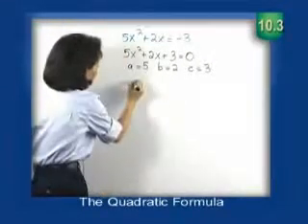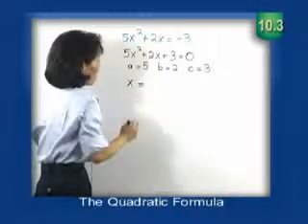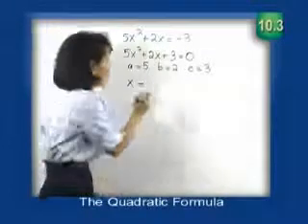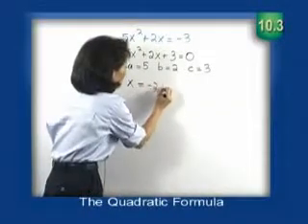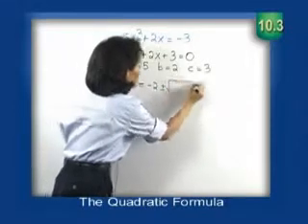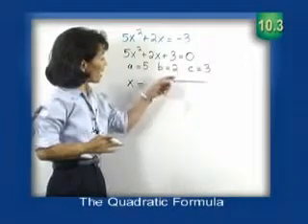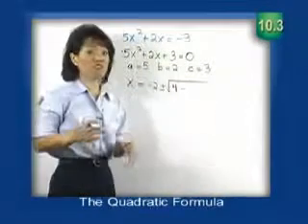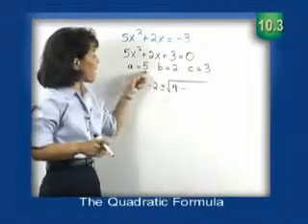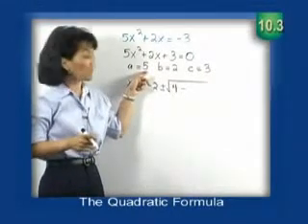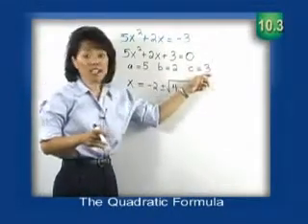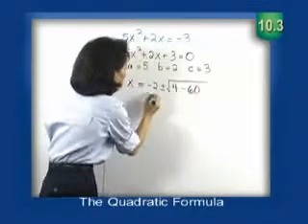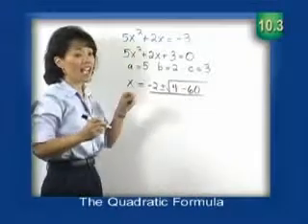Here we go. X is equal to negative b, but b is 2. So that's negative 2. Plus or minus the square root of b squared, but that's 2 squared, or 4. Minus 4 times a, which is 5, we got 20, times c, 20 times 3 is 60. All over 2 times a, which is 10.